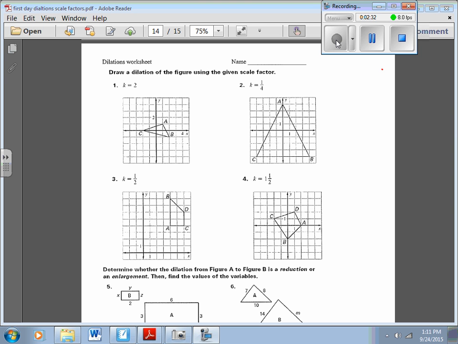Pretty simple. With the dilations, when they give the scale factor, you don't have to change the origin because they didn't say to center it at a specific point.